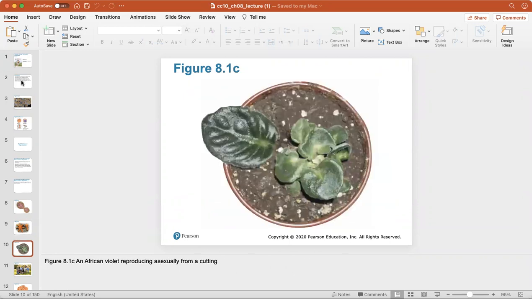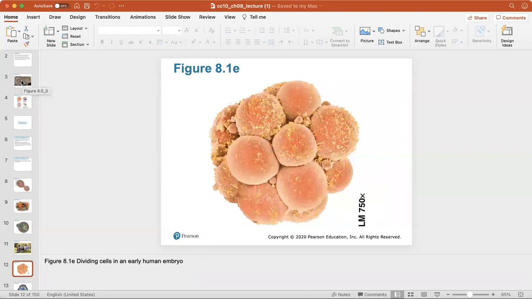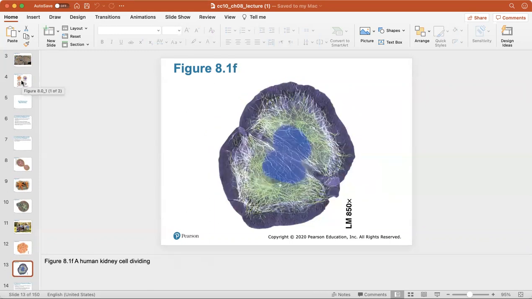fragmented arm. And here's a look at an African violet plant reproducing asexually after it's been cut a little bit and it'll regrow. Sexual reproduction produces offspring with unique combinations of genes, as shown in this picture here. And here's a look at the dividing cells in an early human embryo, which is a cool picture to see. Here's a human kidney cell dividing.